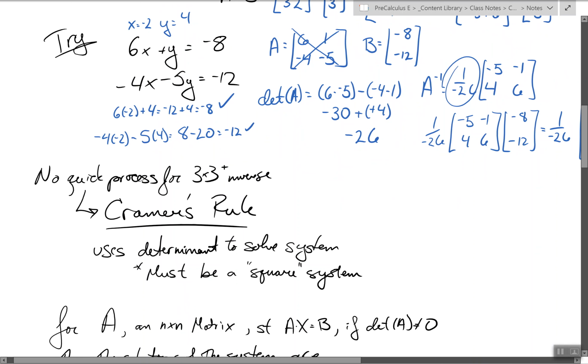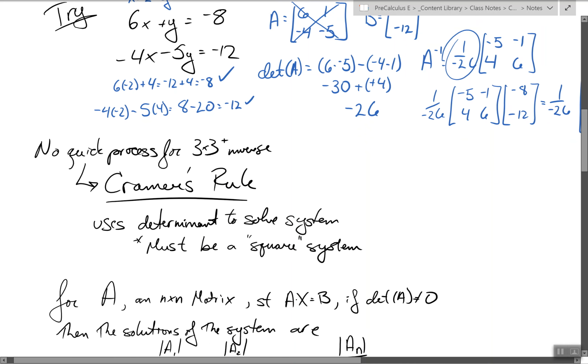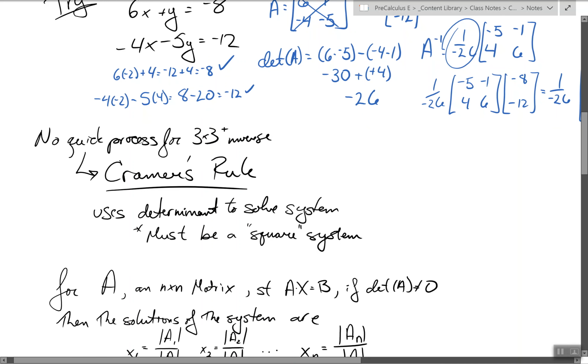We still use a determinant, so it's still in the same ballpark of using a determinant first, but we do not need to actually find the inverse, which is good because, again, a 3x3 inverse is a little bit more challenging to find. So the only caveat here is it must be a square system, so it has to be 3 equations, 3 variables. We can't have 4 equations, 3 variables. That won't work for us. It has to be the same number of variables and equations.